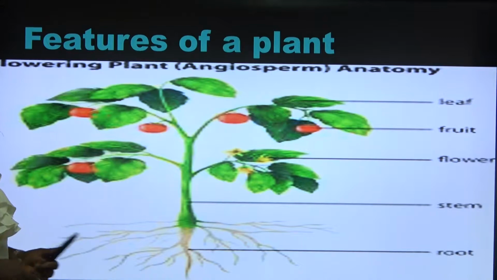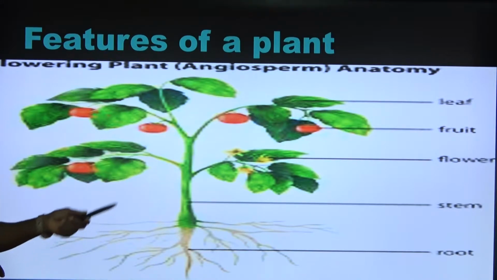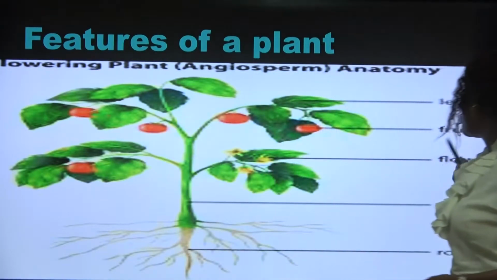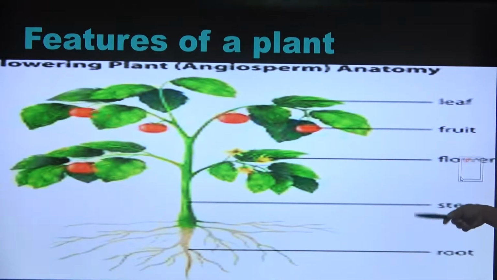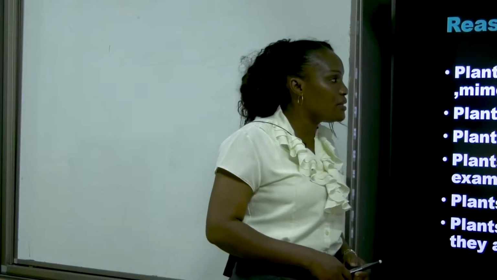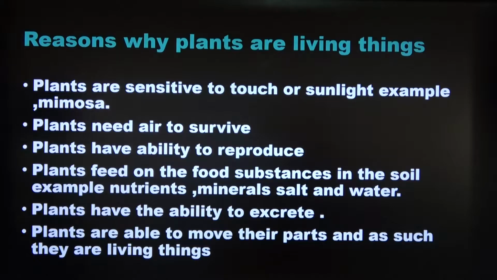The features of a plant. A plant has a leaf, fruits, flower, stem, and roots. Reasons why plants are living things. Plants are sensitive to touch or sunlight. Example, mimosa.